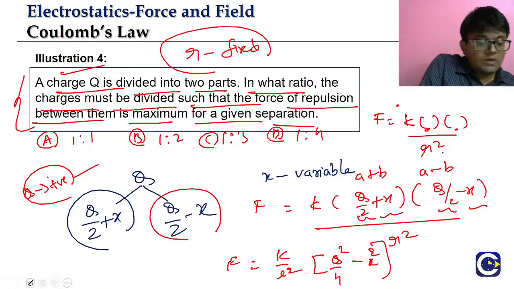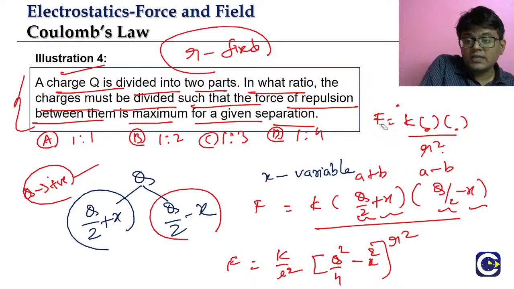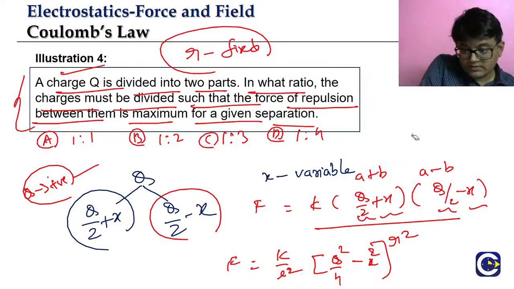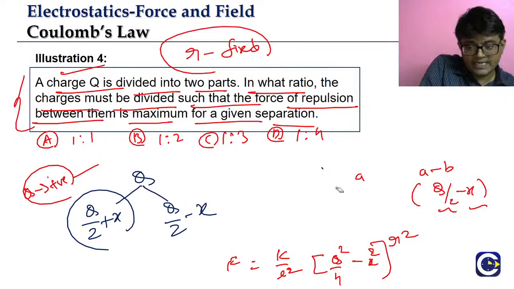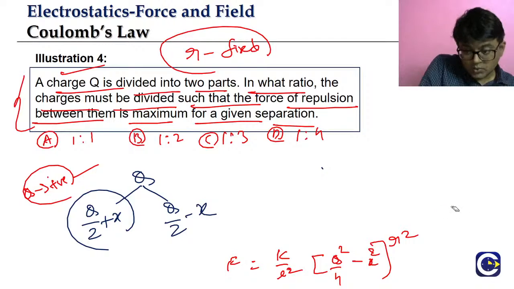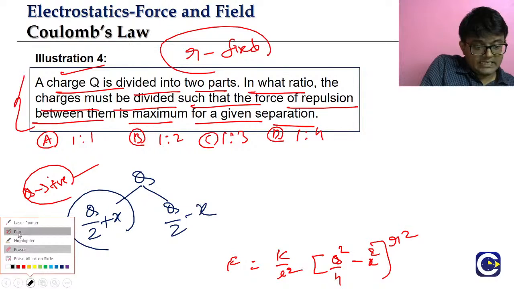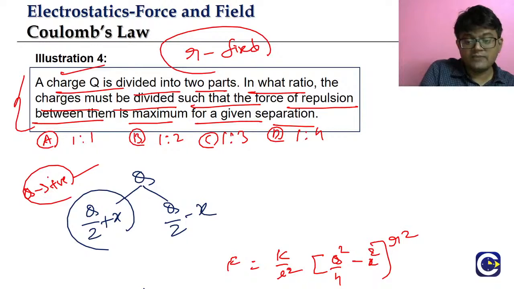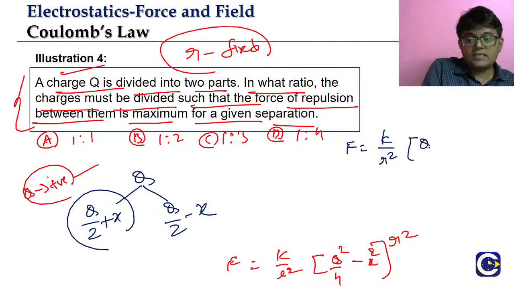பாருங்க என்ன வருது? What is the force expression coming to us? It is coming as K by r square. K by r square is a constant. Okay, அது பத்தி நம்ம டிஸ்கஸ் பண்ண வேண்டாம். அடுத்து என்ன வருது? into q square by 4 minus the x square. இங்க பாருங்க. So we have come to the final step. So force expression என்ன? K by r square தனியா இருக்க fixed value. ஓகேவா? அதுல சேஞ்ச் வராது. அதுக்கப்புறம் q square by 4 minus x square.